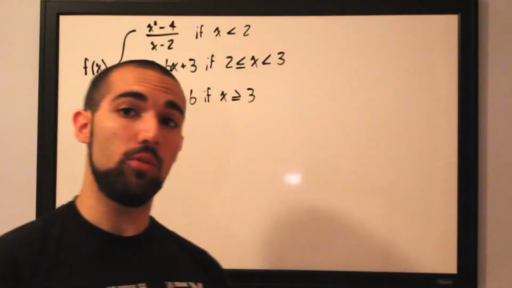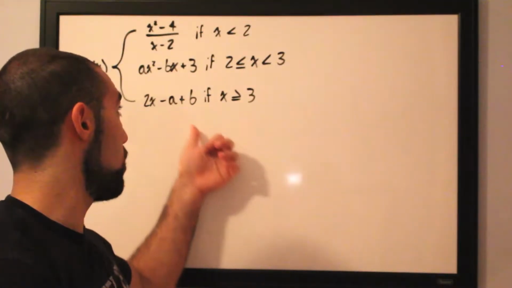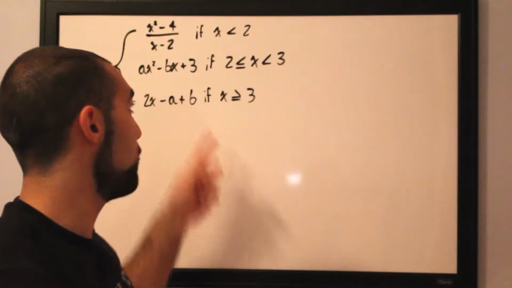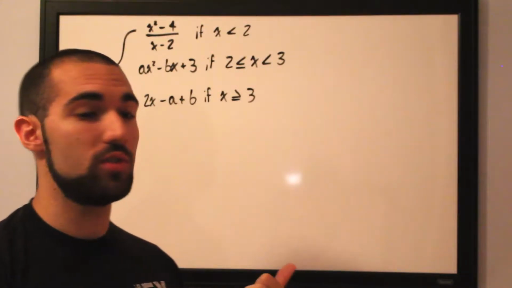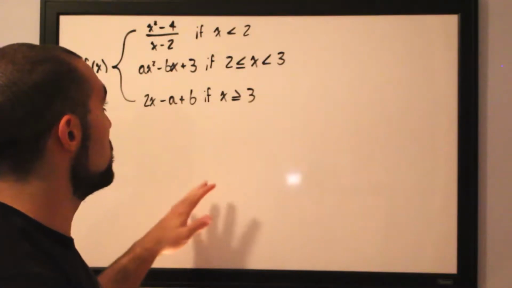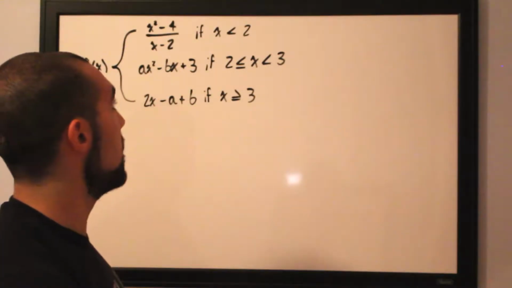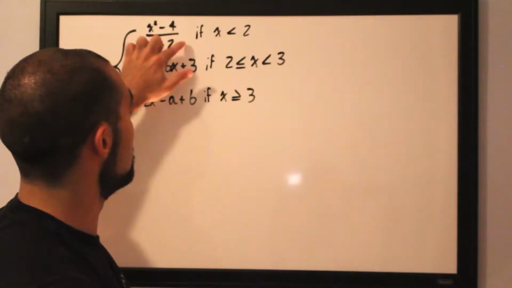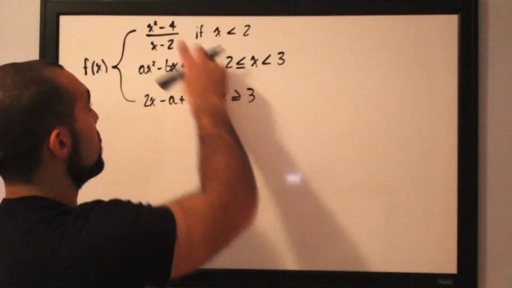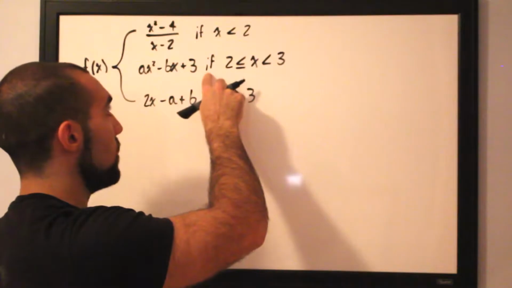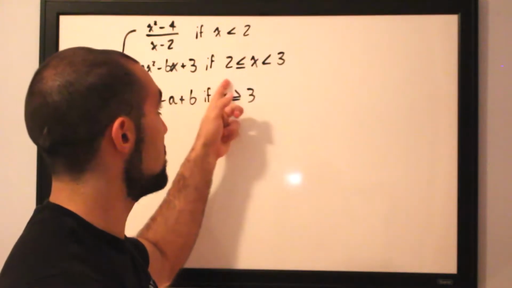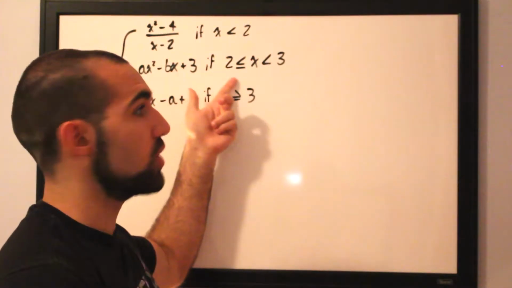Now this question is going to be a little bit trickier because not only do we have to solve for two values, we're solving for a and for b, but we have three functions. So the first thing that we're going to do is set these functions equal to each other at the point of discontinuity. We can tell that this function is discontinuous at x equals 2, and this function is discontinuous at x equals 2, as it's told to us by the restrictions right over here.